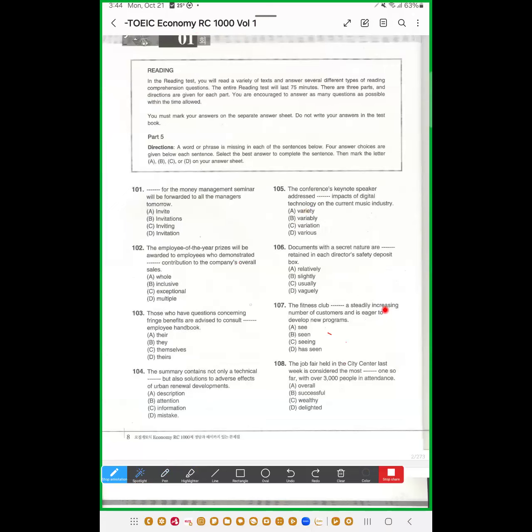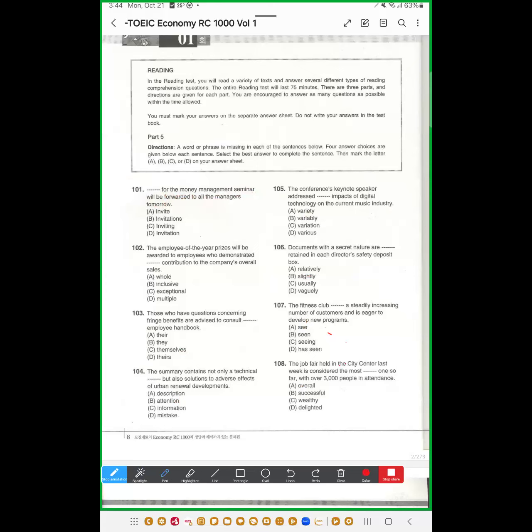Let's study together. The first question we have is 101. So let's deal with this question together. We have eight questions on this page. First, 101: "The money management seminar will be forwarded to all the managers tomorrow."